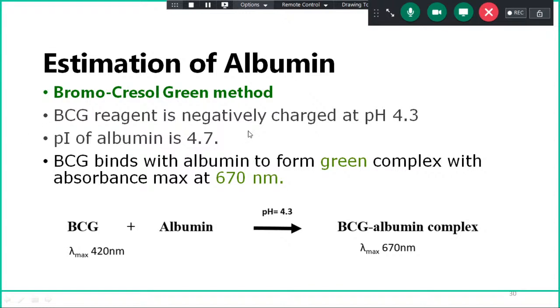The BCG reagent is negatively charged at a pH of 4.3, and the isoelectric pH of albumin is 4.7. So when we use a pH below 4.7, the albumin will have a net positive charge. Albumin has a net positive charge at pH 4.3, and BCG has a negative charge, so there will be a negative-positive interaction and a complex will form, which will give you a lambda max at 670. Okay, is this clear? If anybody has any doubt, please write.